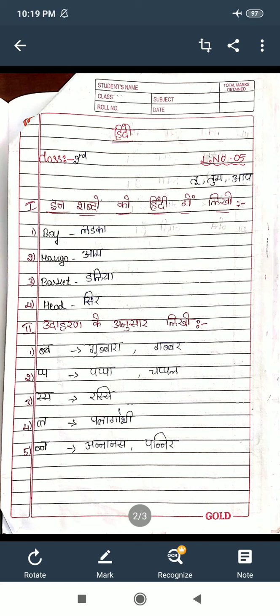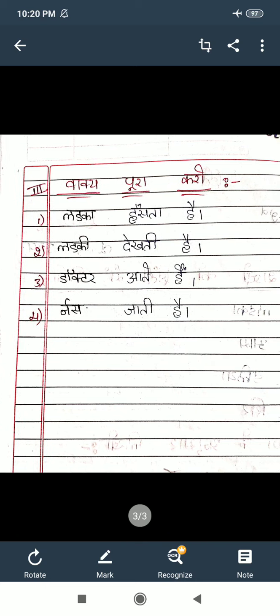What is the next letter? Pa. Papa, chappal. Then sa, rasi. Then ta, patta gobi. Then na, ananas, paneer. See, in all these words we use the dvivitvakshar. Yes or no, children? Yes, come to the next.